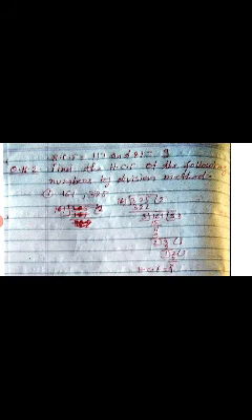161 and 325. 325 is the greater number, so 325 divided by 161. 161 twos are 322. Here remainder 3. Then 161 divided by 3.